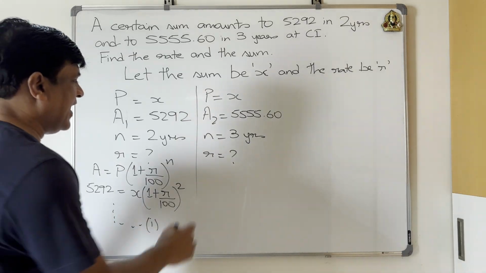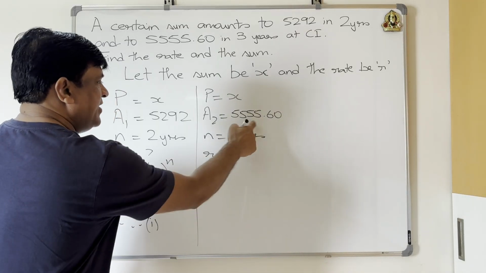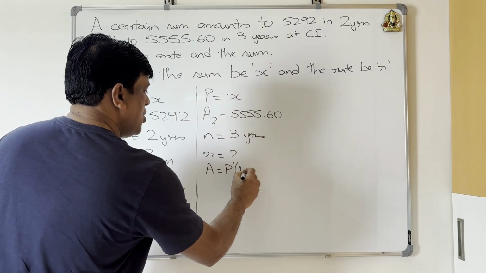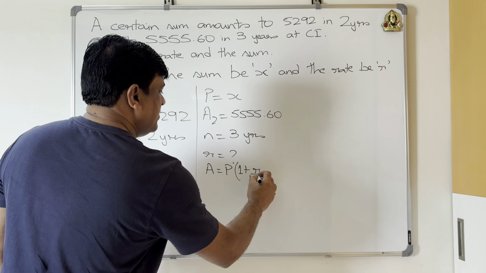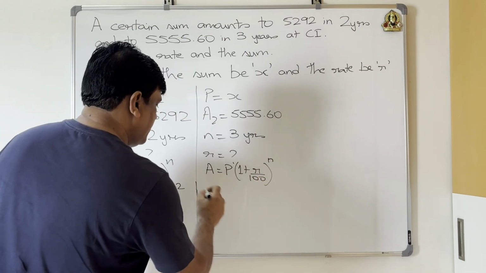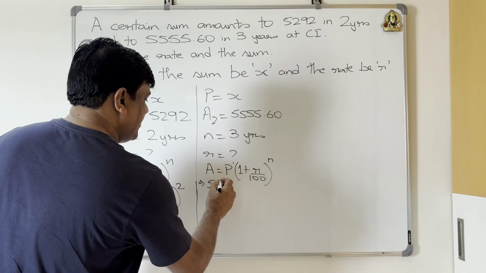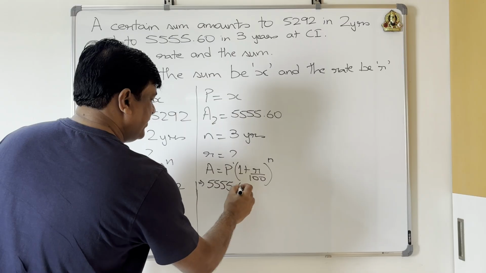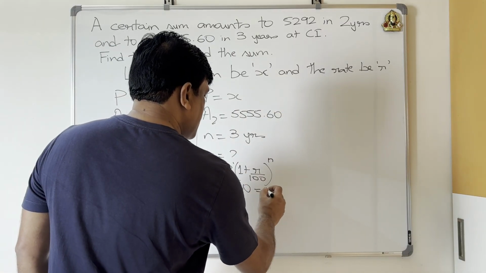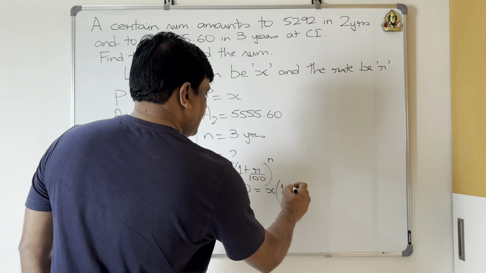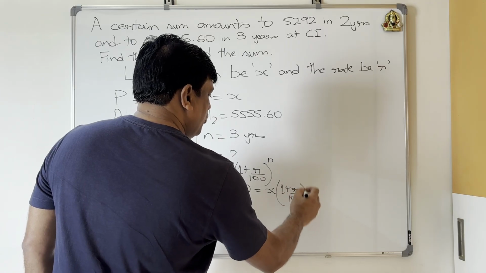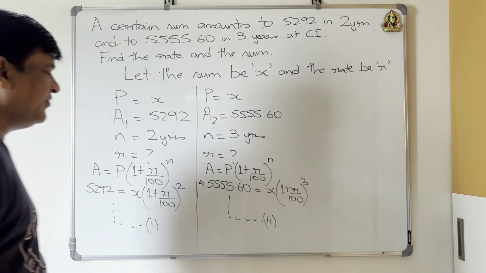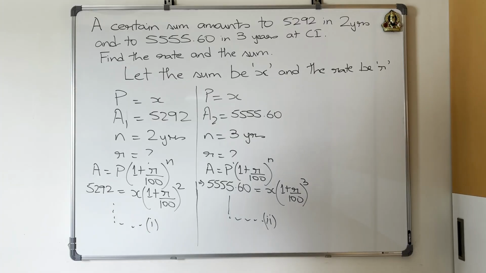Now go to the right side and do the same thing for the second bit. Again, amount is equal to P times 1 plus R by 100 whole to the power n. So plug in the values. It is 5556 is equal to x times 1 plus R by 100 whole to the power 3. Now if you look at it, you have got another equation. 2 equations. How are you going to solve it?